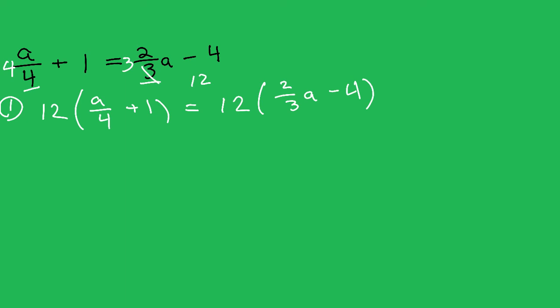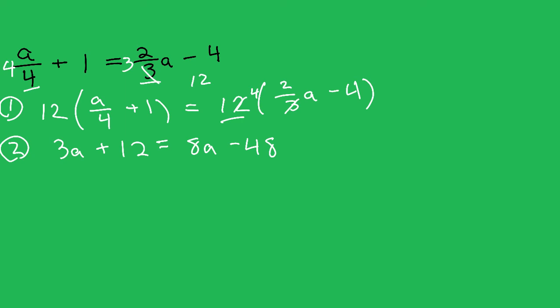Okay, and step 2 is the distributive property. So take care of this. 12 times a over 4 is 3a, just 12 divided by 4. And then 12 times 1 is 12. And then 12 times 2/3 a is, well, we can either do 12 times 2 equals 24 divided by 3, or else we can do 12 divided by 3 equals 4. Multiply that by 2 to give us 8a, either way. And then 12 times -4, remember to multiply by the 12, not by the 4. I've made that mistake before. 12 times -4 is -48.